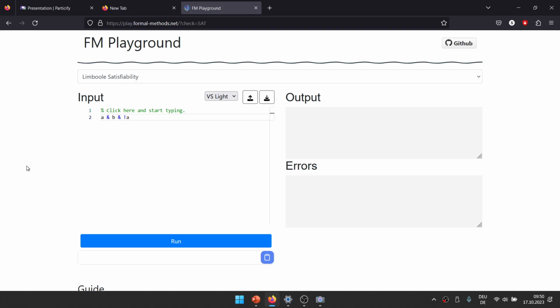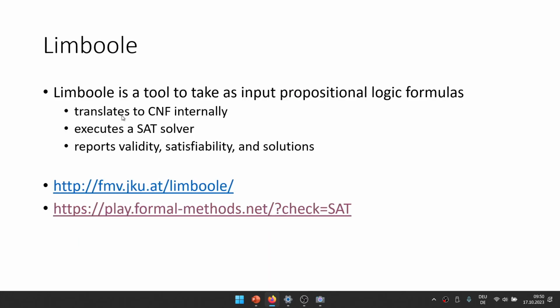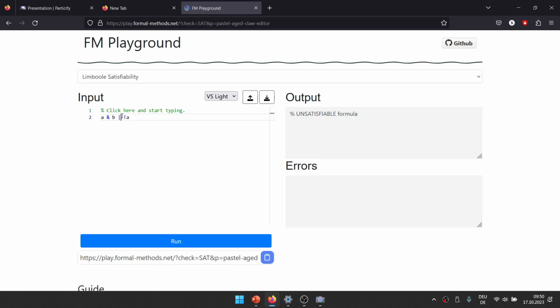But let's try this. Run this. Yeah, I made a mistake. I said and B when it should have been... wait, sorry. This should have been an or, right? Let's switch. No.